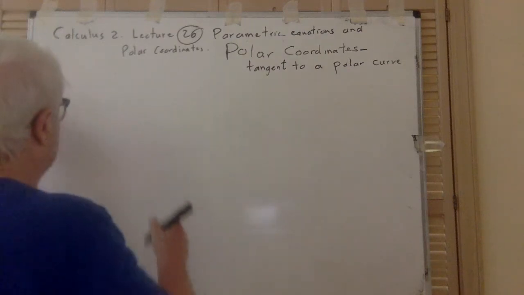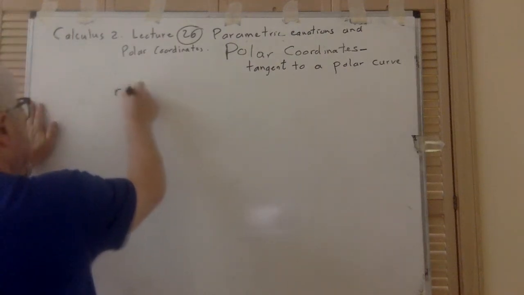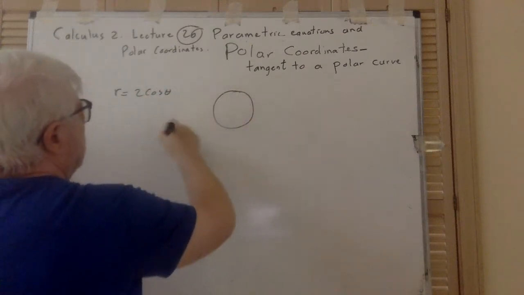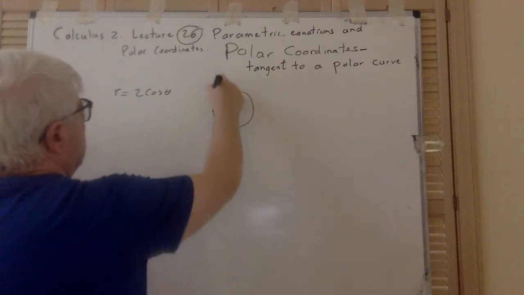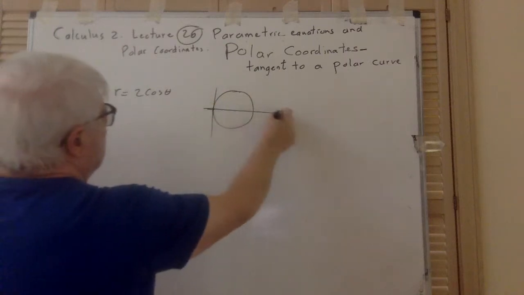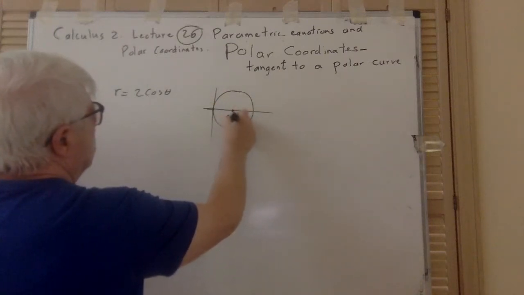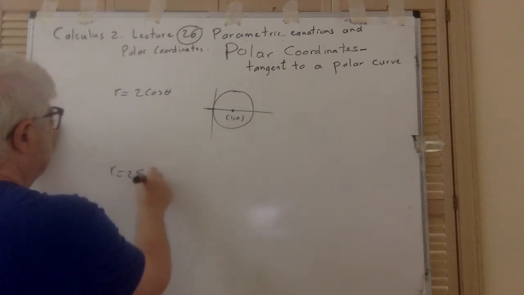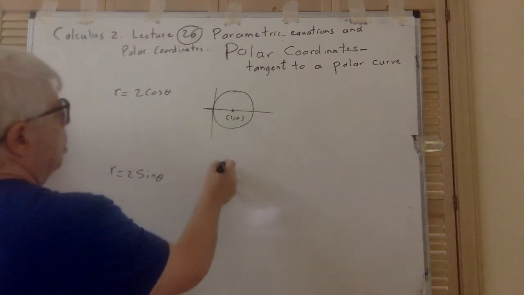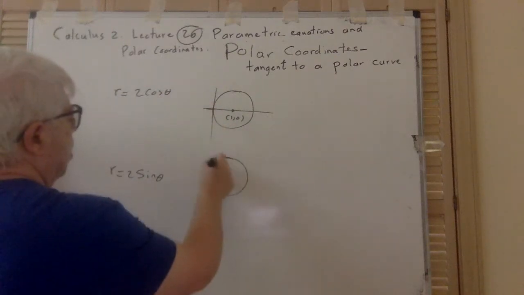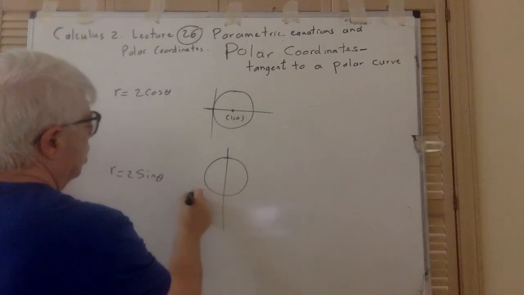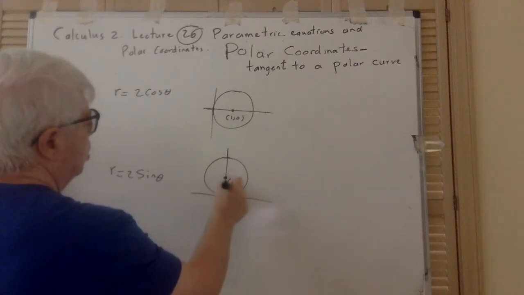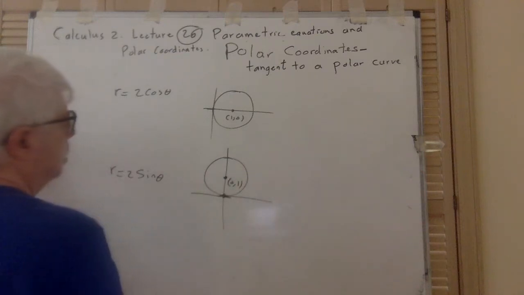So, I had r equals 2 cosine theta, and it was a nice circle with center at (1, 0). So what do you think r equals 2 sine theta is? Well, it's like this, except it is this way. Again, the point is 0 in this case.